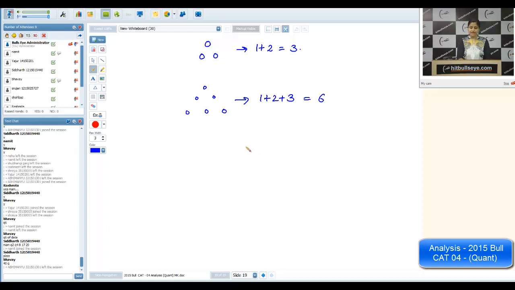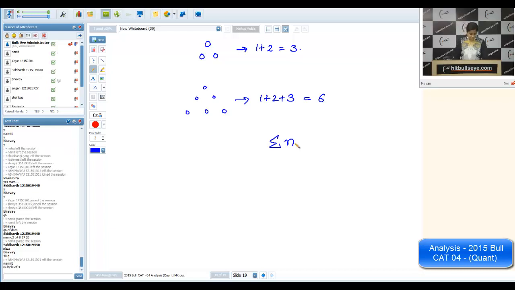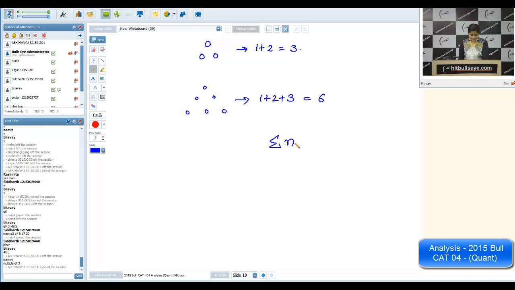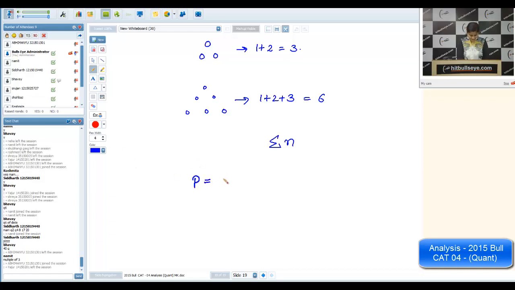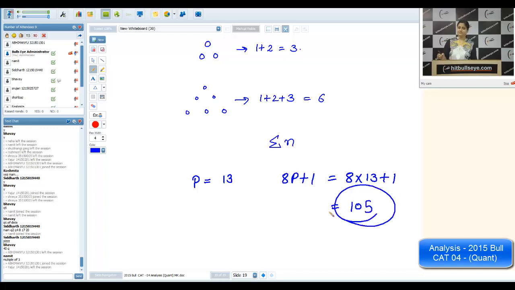We are going by definition of triangular number. So any number is called a triangular number if it is of the sigma n form. Now a triangle number counts the object that can form an equilateral triangle. For example, 6 is a triangular number. Given that P is a prime, for what value of P is 8P plus 1 a triangular number? I'll take values. The values given are, P is given as 13. So if I calculate 8P plus 1, it will be 8 into 13 plus 1, which comes out to be 105.